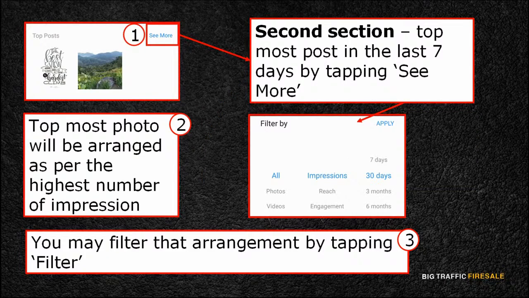The second section provides you with the top most posts in the last 7 days. You may tap the See More icon and be directed to the most popular post you've had over the last 7 days. At default, the topmost photos will be arranged as per their highest number of impressions. You may, of course, filter those arrangements by sliding up the filter option.